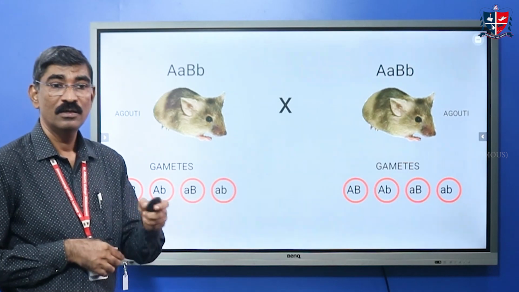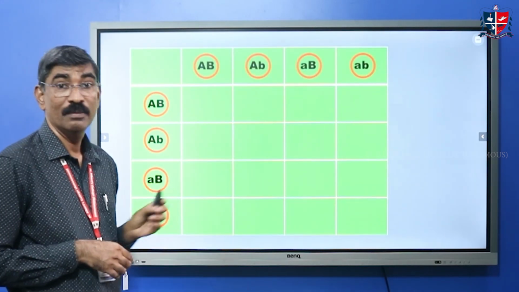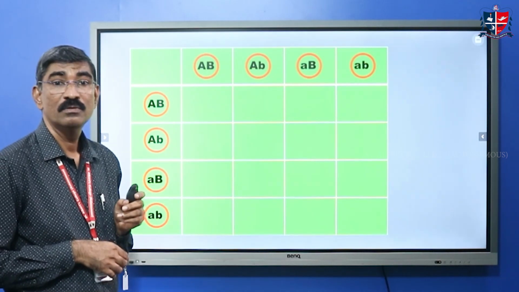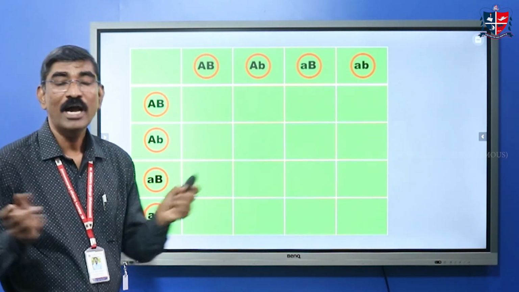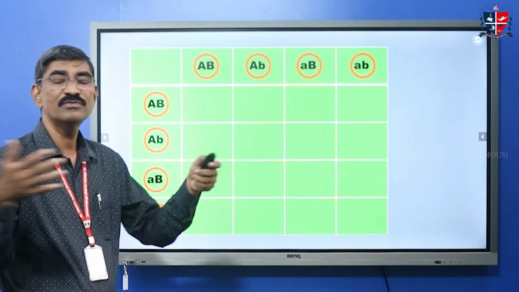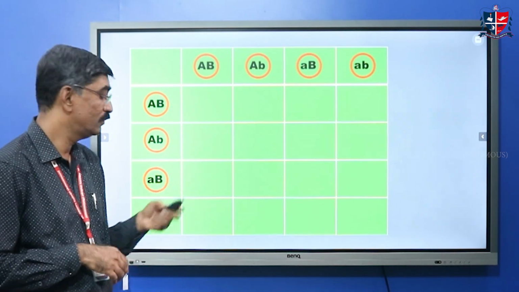Now let us draw a checkerboard with all the gametes. The top one is from one parent and this one is from the other parent. Now let us do the crossing and find the combination.